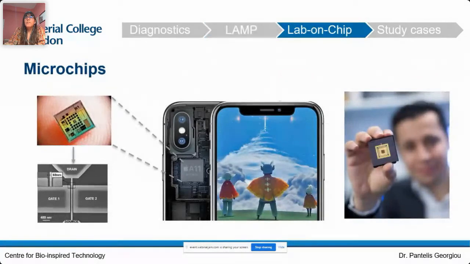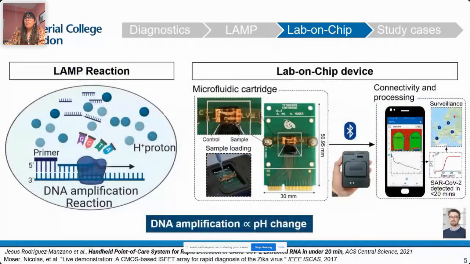On the other hand, microchip technology based on CMOS, complementary metal oxide semiconductor, is a technology that you can find in your cell phone, and it offers several opportunities if used for diagnostic purposes, such as scalability, low-cost production, miniaturization, and integration of circuit design. So what we are doing is combining LAMP with CMOS technology in order to develop a lab-on-chip device for the amplification and detection of target pathogens of interest, such as the one causing malaria, in the palm of your hand.